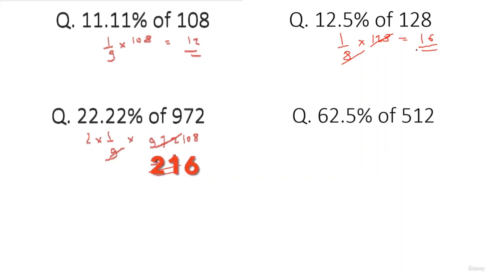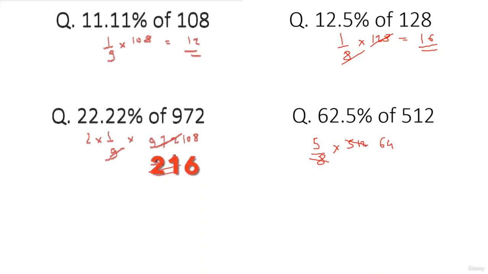62.5% of 512. So 62.5, if you observe, is 5 times 12.5. Okay, so it's basically 5 into 1 by 8 or 5 by 8 basically. 5 by 8 of 512. Now 512 is 8 cubed. So if you cancel out one 8, what remains is 8 squared, 64.